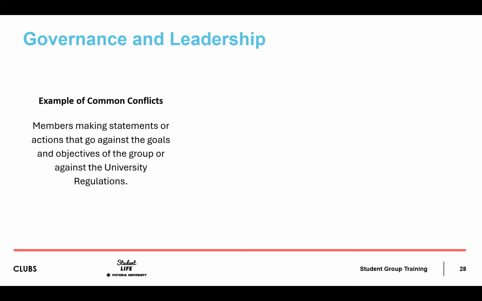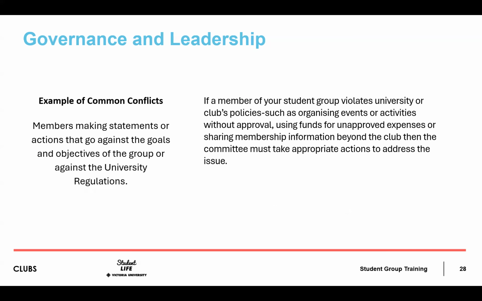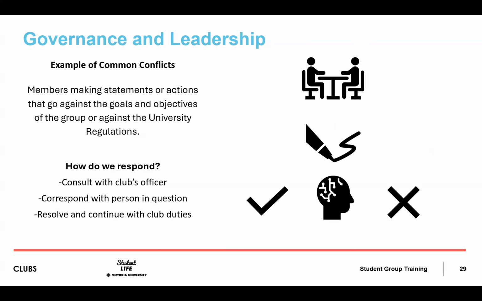Another common example of a conflict is when members are making statements or actions that go against the goals and objectives of the group or against university regulations. If a member in your student group violates university or club policies, such as organising events or activities without approval, using funds for unapproved expenses, or sharing members' information beyond the club, then the committee must take the appropriate actions to address the issue. Again, to address this matter, it will involve consultation, correspondence, and resolution and acceptance.